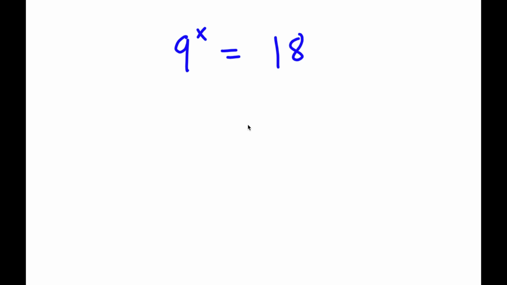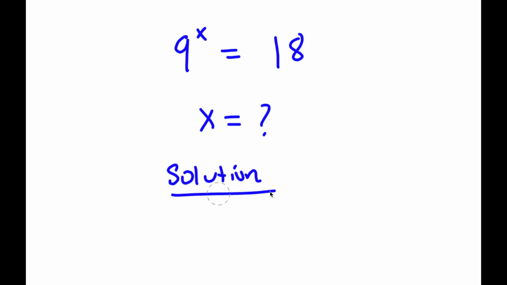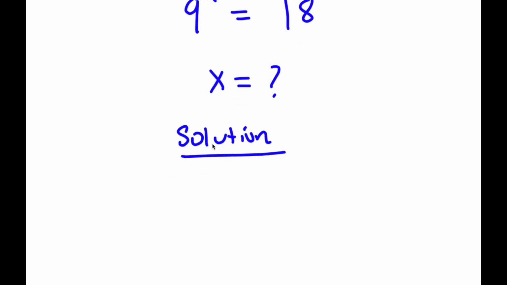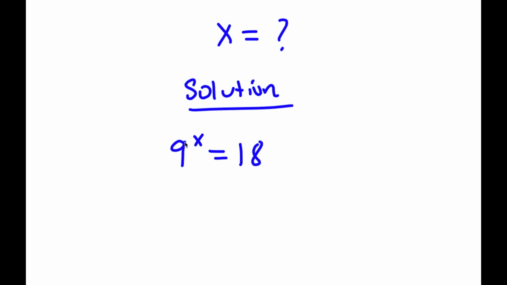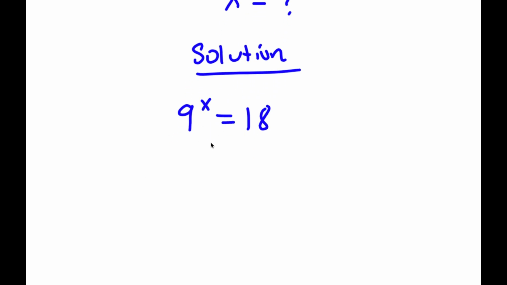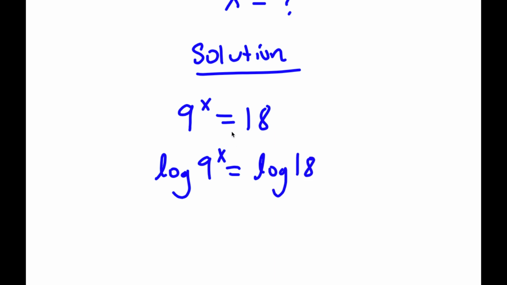Alright, so in this problem, I have 9^x = 18. So I want to find the value of x here. So for my solution, I first start with 9^x = 18. Now to solve this, I'm actually going to take the log on both sides. So now I have log(9^x) = log(18).